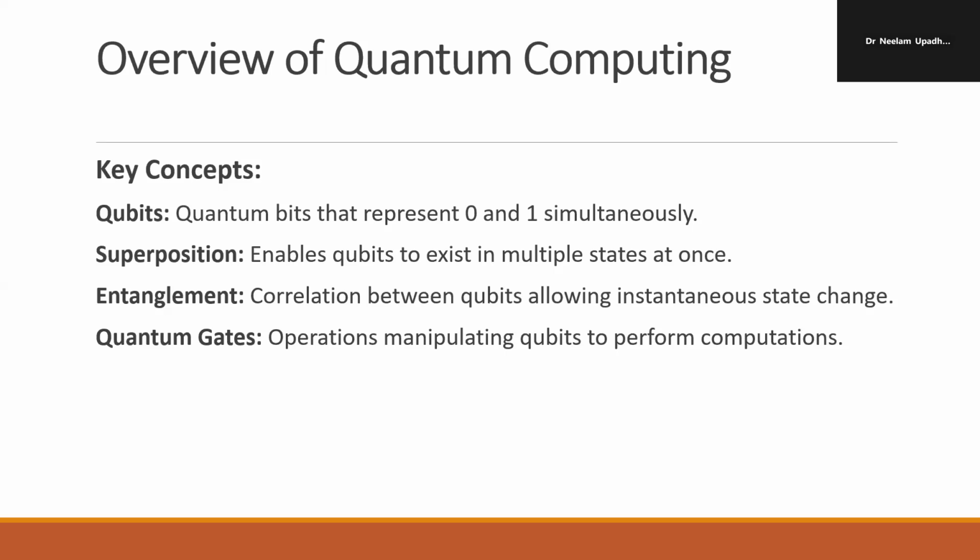So there are some common quantum gates. You have heard the names Hadamard gate, Pauli gate, CNOT gate, and Toffoli gate. These quantum gates manipulate qubits through rotations on the Bloch sphere, making quantum computing uniquely powerful for parallelism and interference. So these are the different key concepts which we have discussed here.